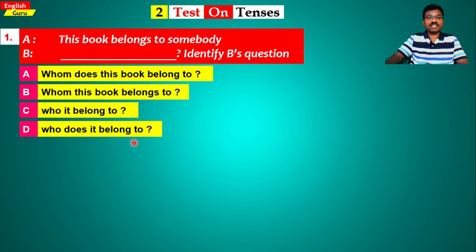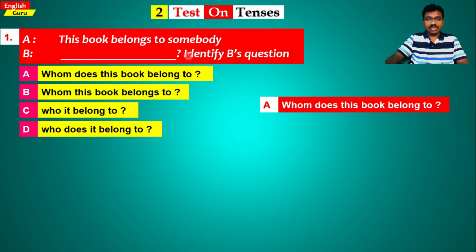And D, who does it belong to? The question seems right, but what does it refer to? So the question is 70% correct. It is not clearly mentioned as this book, so that's the reason D also can be eliminated. So finally option A, whom does this book belong to, is the right answer.